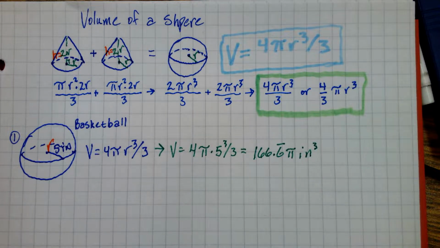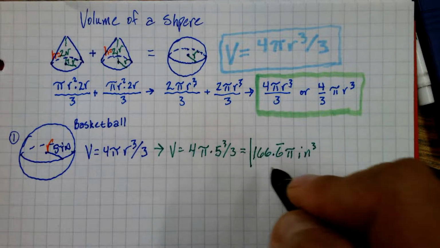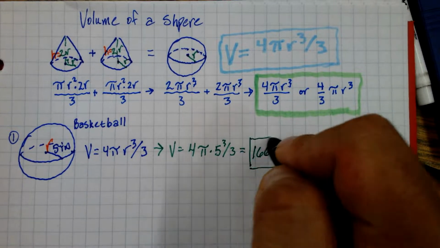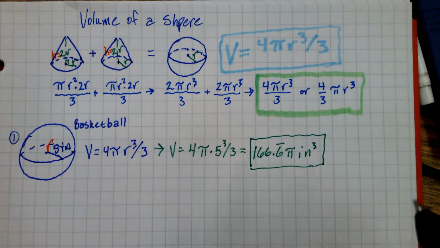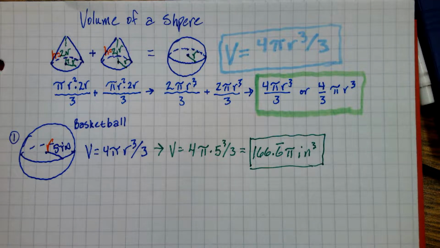Okay. I'm sorry, what am I saying, approximate answer? That's the exact answer. What we're going to figure out next is the approximate answer, the one we use in the real world. How do I figure out that one? Yeah, we'll use 3.14.